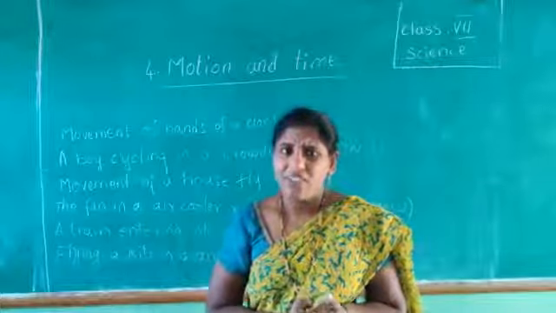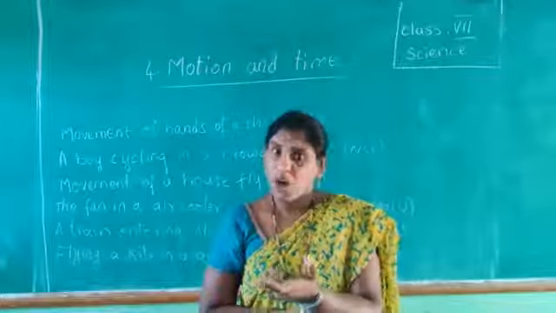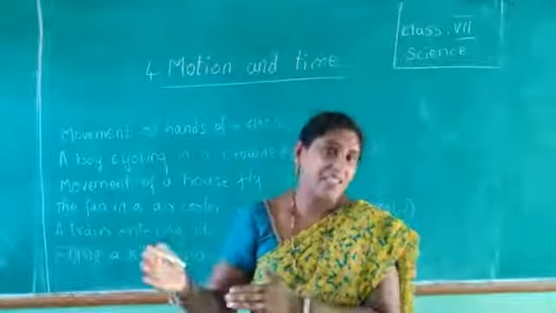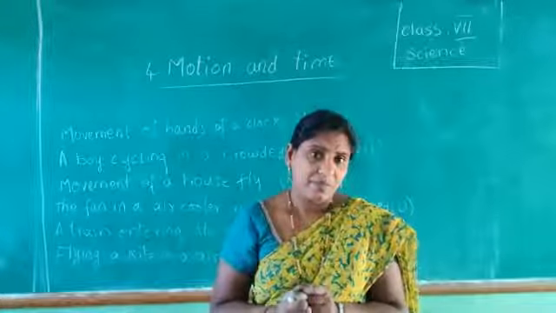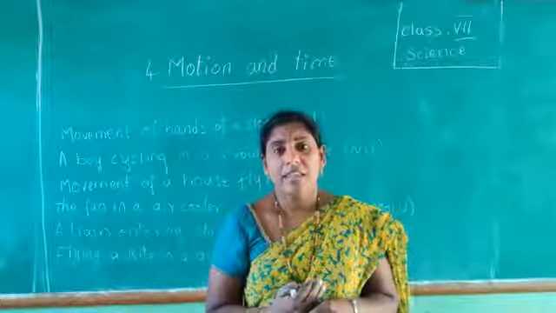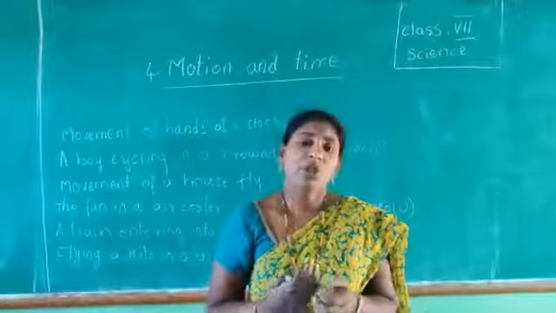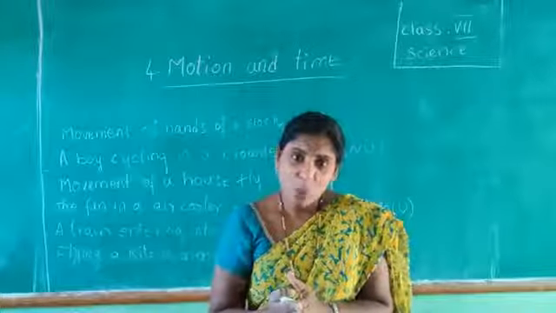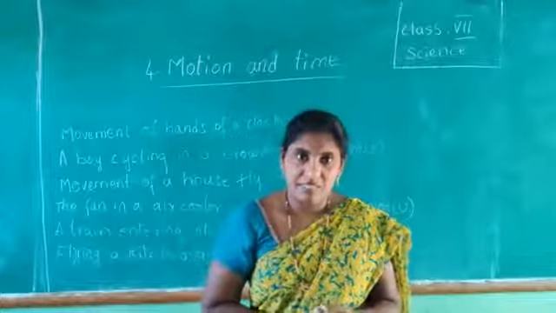Why? When the train is moving from the junction, there may be so many obstacles or it cannot go fast. When the train is leaving the station, it cannot move that much fast. There may be some obstacles. Suddenly it cannot increase its speed, so it slowly increases its speed. And if there are any obstacles, it may stop. Is it clear? So that means the train is not moving at a perfect speed. Sometimes it is slow and sometimes it is fast, depending upon the circumstances. Is it clear, children?